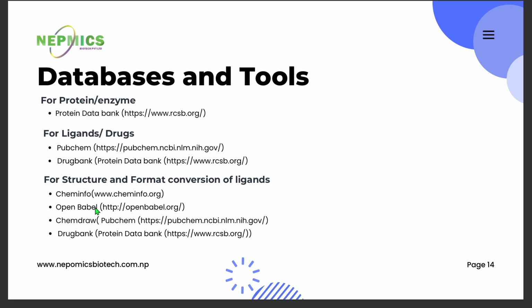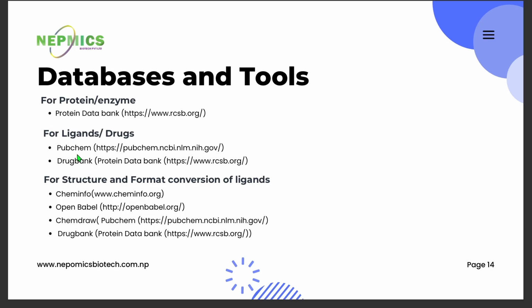In case of OpenBabel, you can easily convert the file formats of ligand or even protein, and you can even use OpenBabel for energy minimization of ligand and protein as well, especially the ligand. And in case of ChemDraw, you can easily sketch the structure of any kind of molecules, any kind of compound. DrugBank falls under, it is a database for ligand.